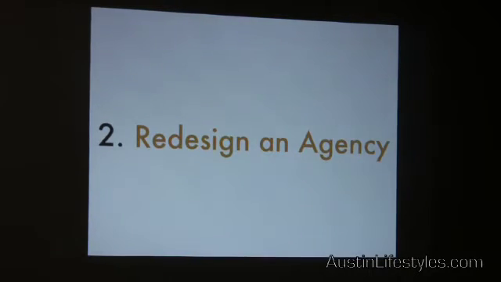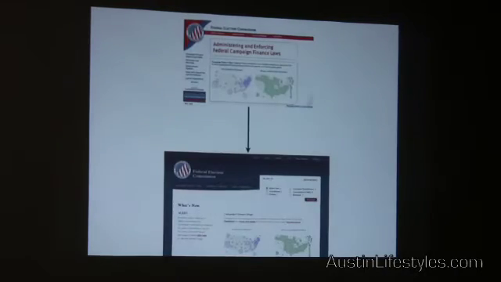The second thing that you can do, redesign an agency. We've been doing this for a while. We've decided that federal websites are ugly, so we're going to just redesign them. We've done 2 so far, with a 3rd on the way, I think, next week. The first one is the Federal Election Commission. We just took the Federal Election Commission and redesigned the website.